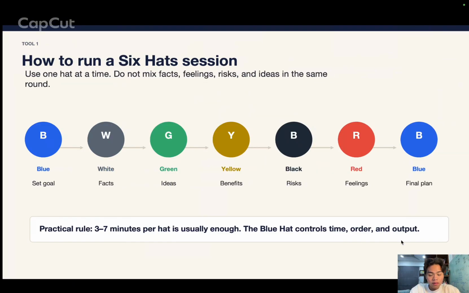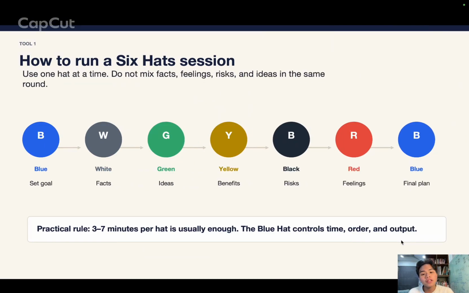So the next question is, how do we actually run them during a meeting? The most important rule that you have to remember is to only use one hat at a time. It is not appropriate to switch the hat mid meeting because that would result in a lot of confusion and all that.